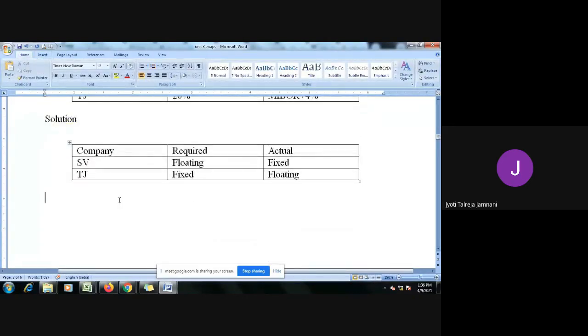The next step is to find the spread. So first we find the fixed rate spread.